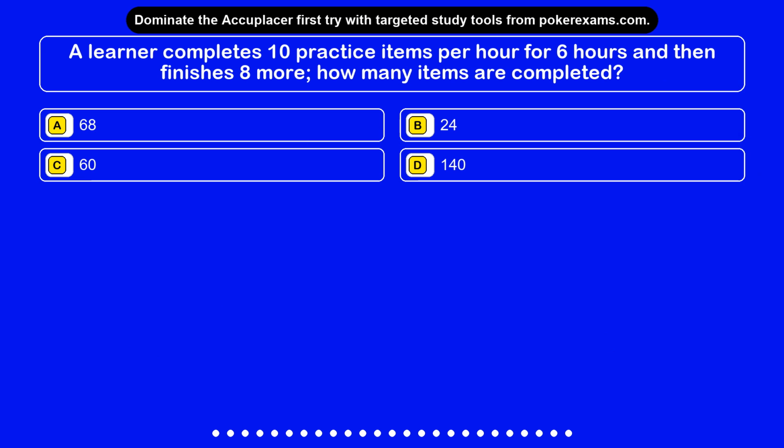Question 8. A learner completes 10 practice items per hour for 6 hours and then finishes 8 more. How many items are completed? Option A, 68. Option B, 24. Option C, 60. Option D, 140.